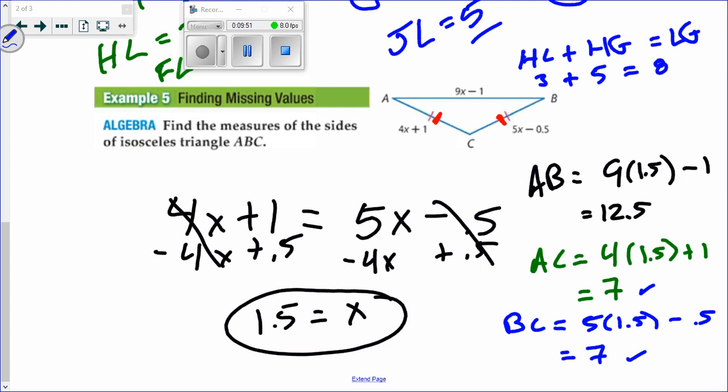And then we found that AB is its own length there. So two sides of the same length. We found all the measures of the sides. Good to go. Let's continue.